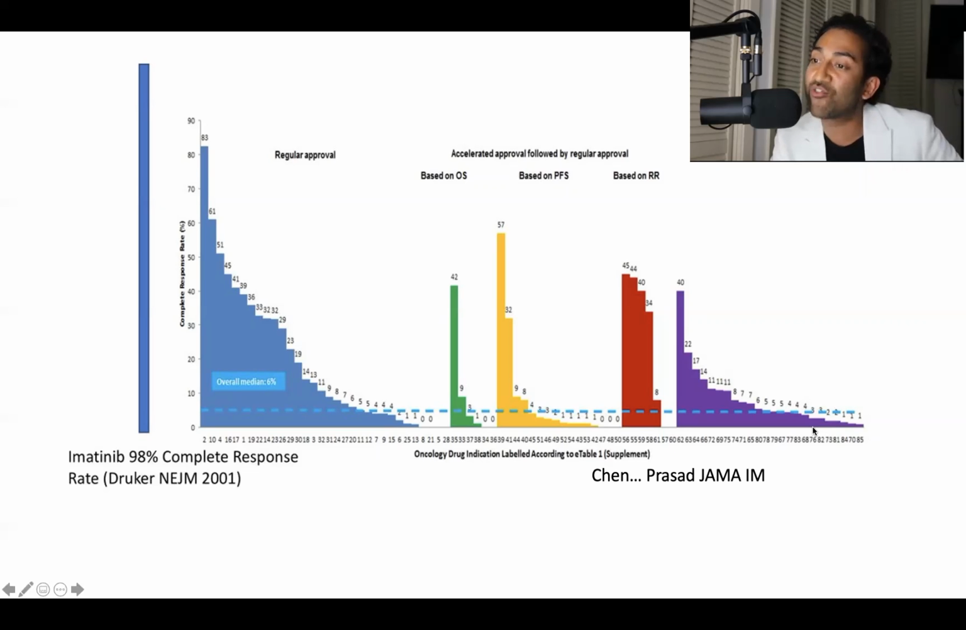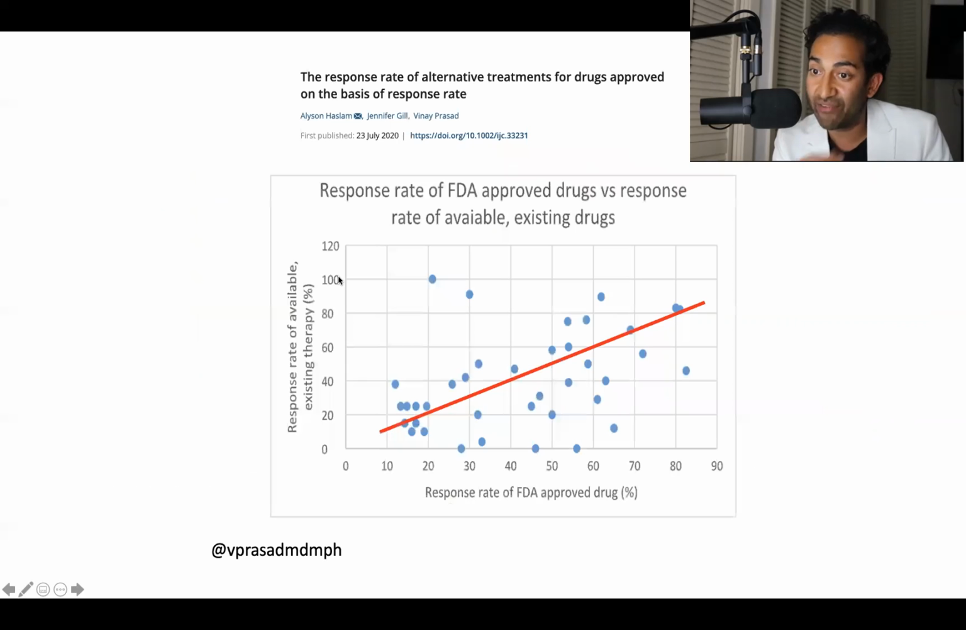I mean, these are not drugs that are so potent in generating CRs that one can rest assured that survival is guaranteed, because you really need a durable CR that lasts for a heck of a long time like Imatinib does. So in other words, drugs approved based on response rate, they ain't no Imatinib. That's what I have to say.